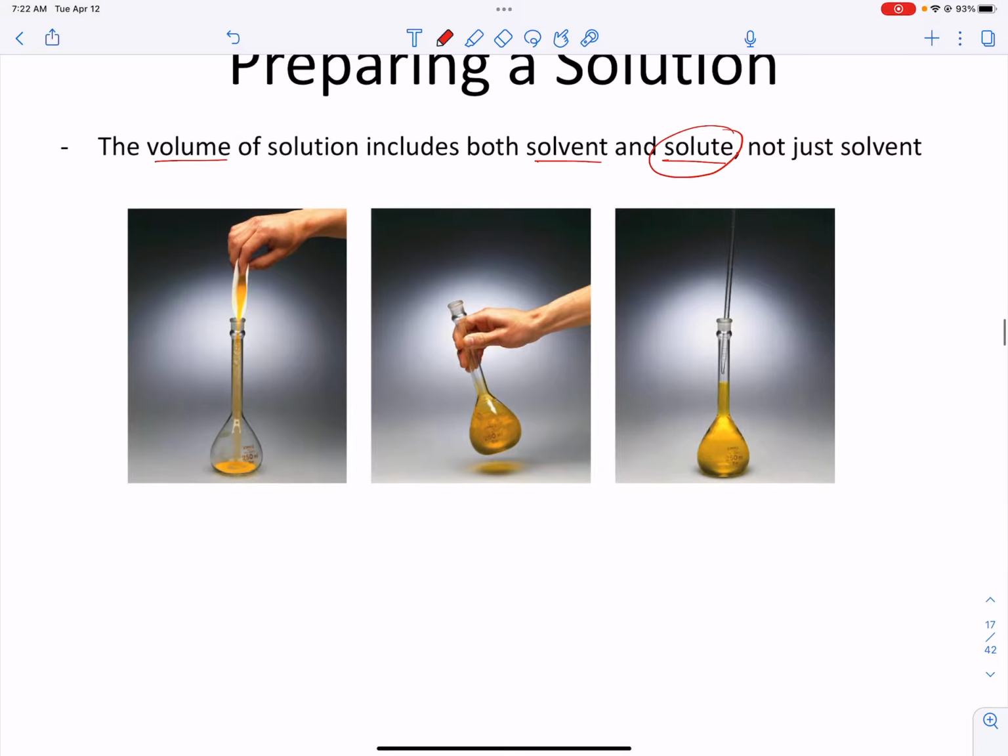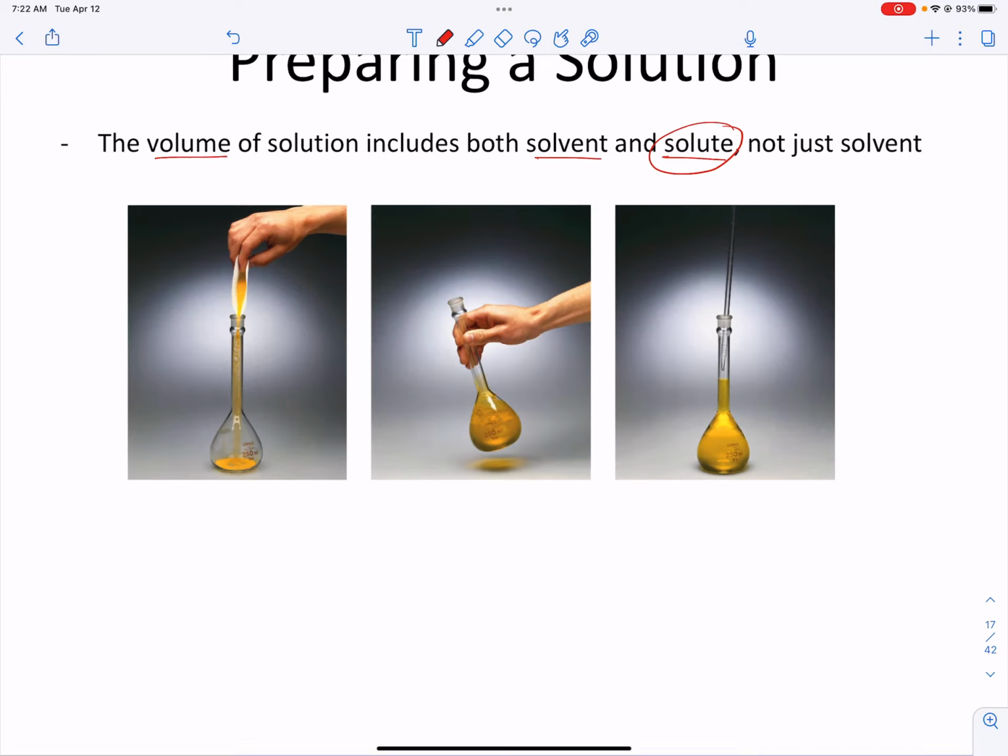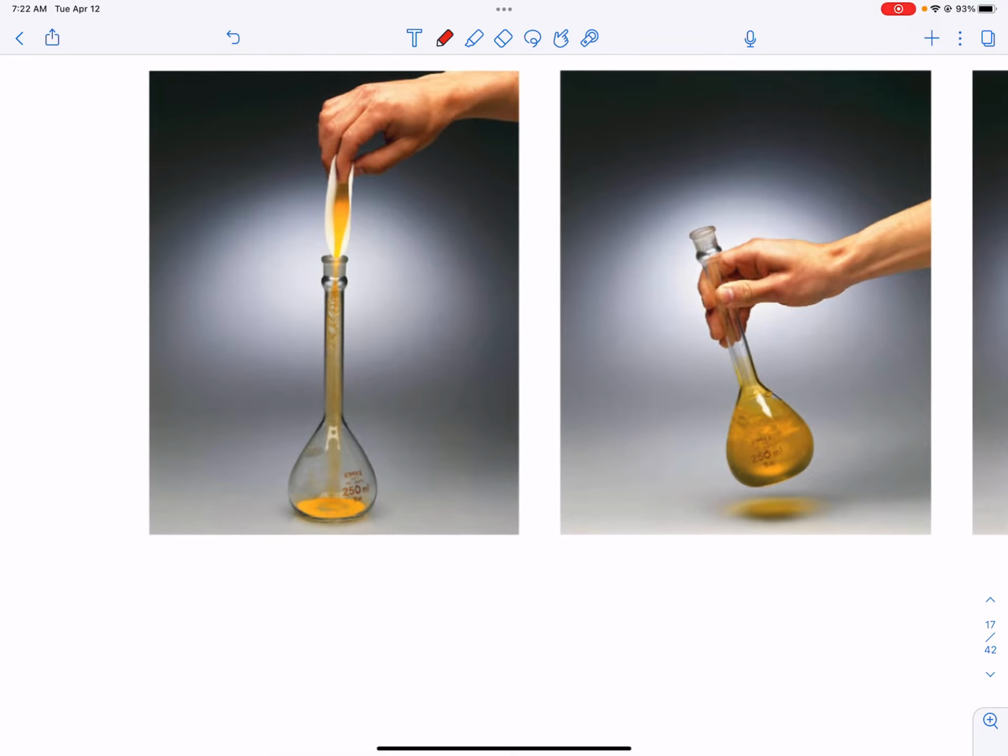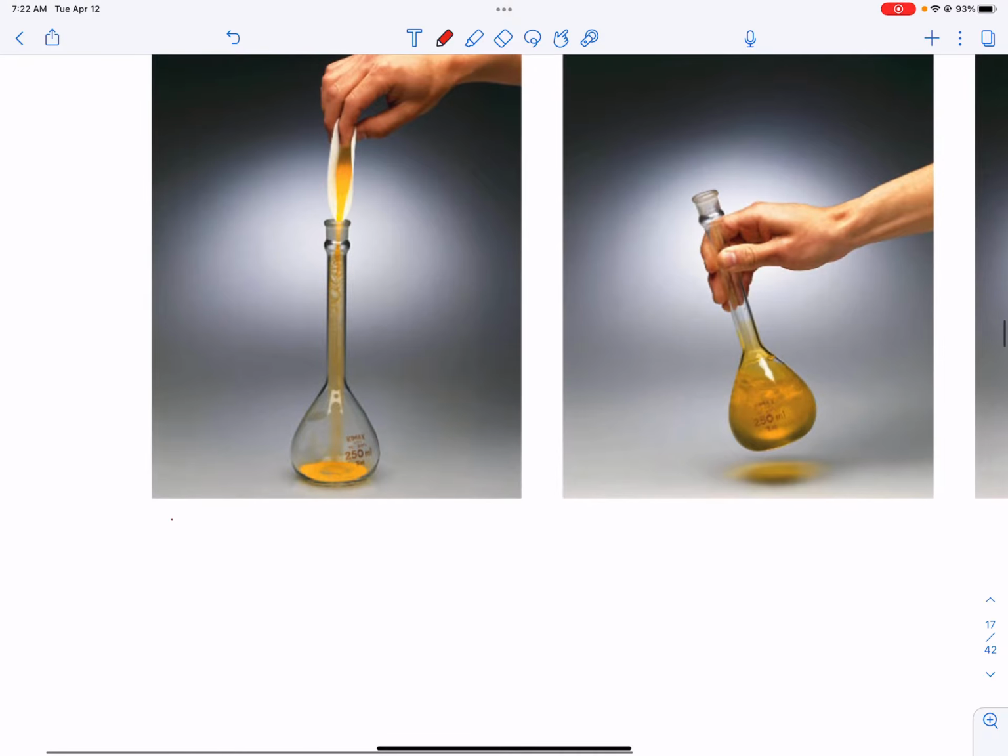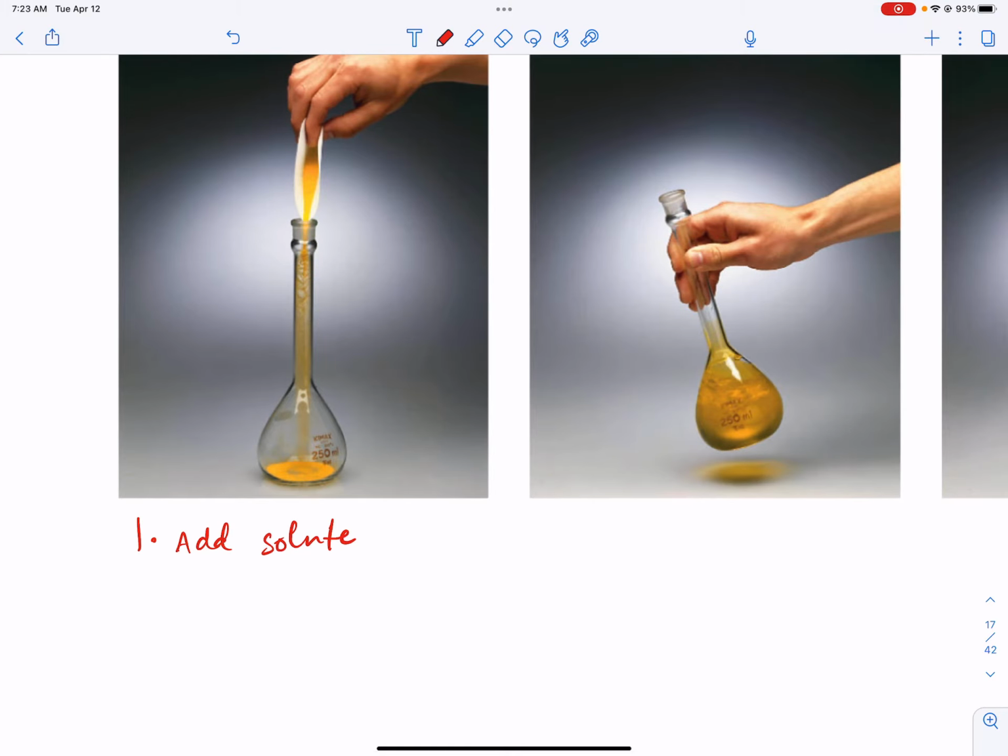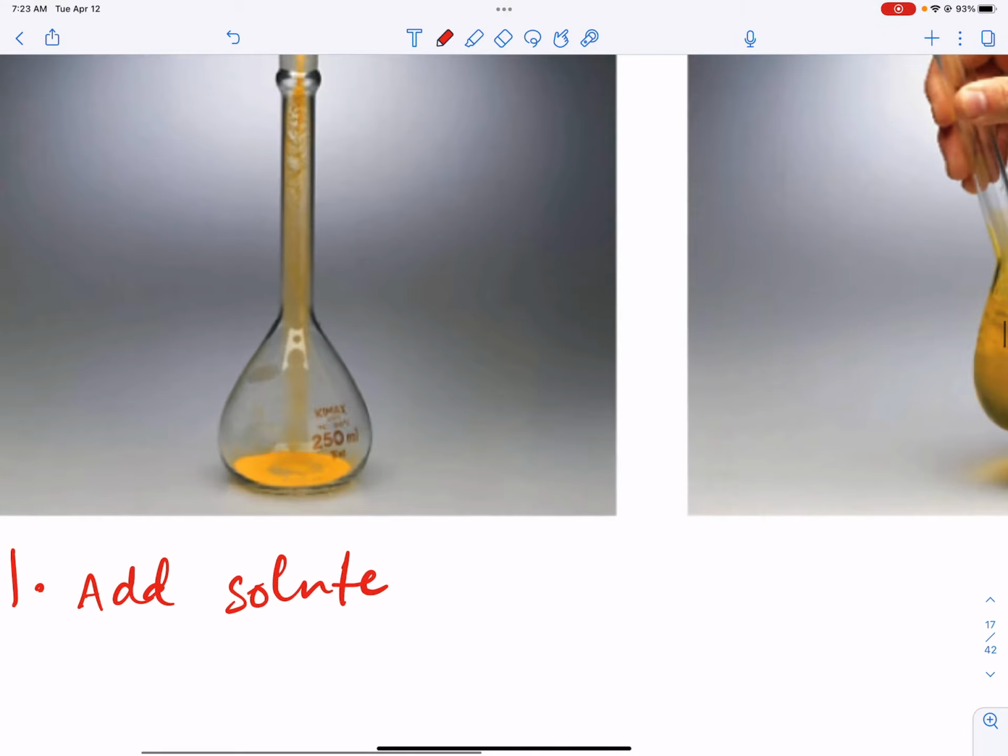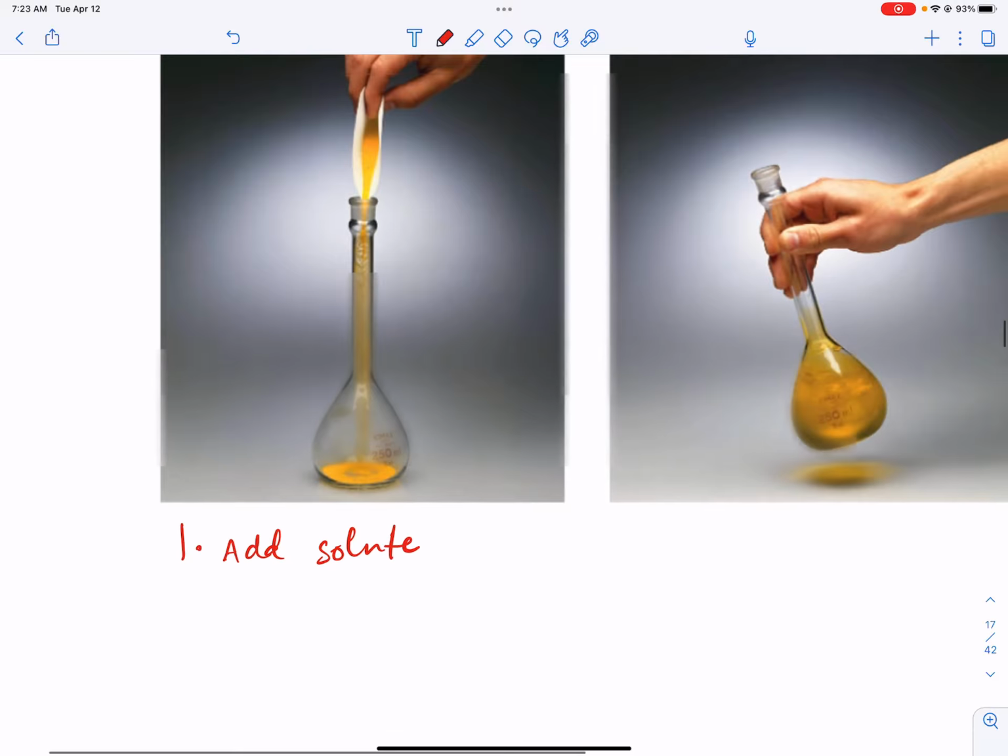So the glassware in this picture, we call a volumetric flask. And obviously you see a hand pouring some yellow solute in it. Okay, so step 1, if you're preparing a solution, is add solute, all of your solute, whatever you're going to dissolve. And you can see that this is a 250 milliliter volumetric flask, so it'll hold 250 milliliters of liquid.